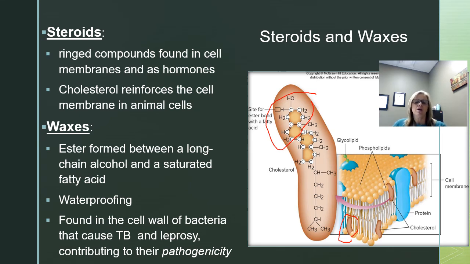Okay. This is kind of important because it's found in the cell wall of bacteria that cause tuberculosis and leprosy, and it contributes to their pathogenicity. In other words, how sick they can make you.